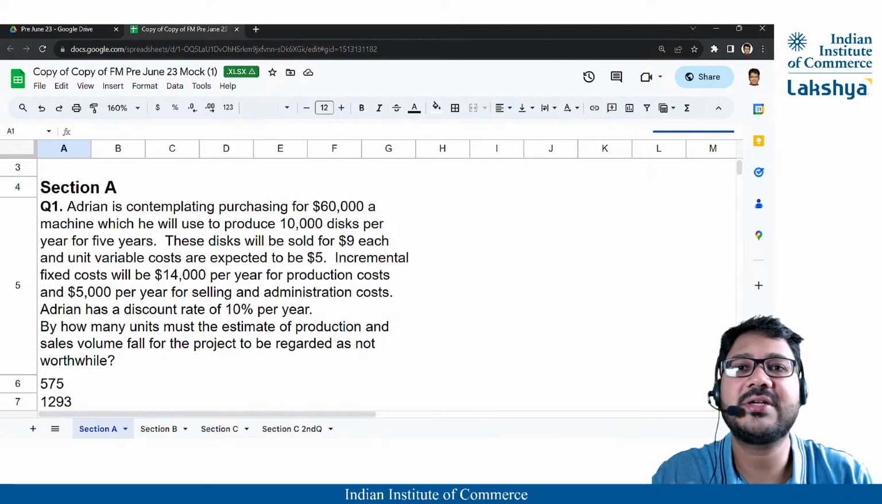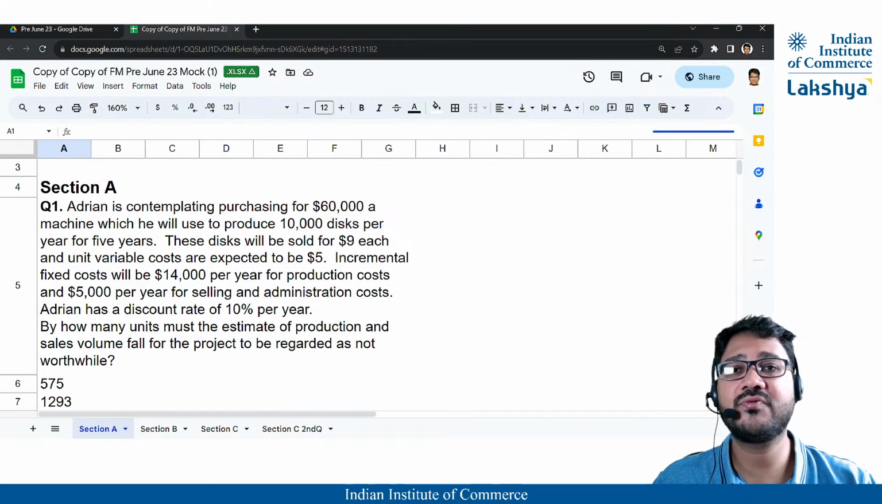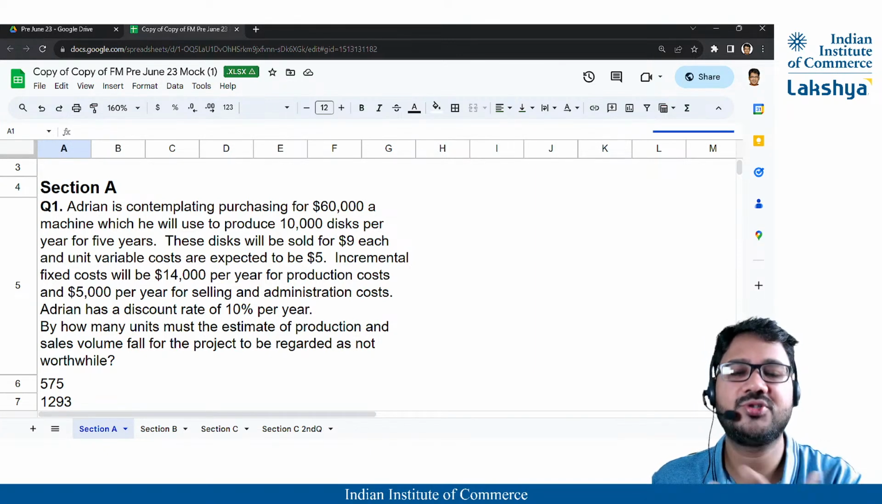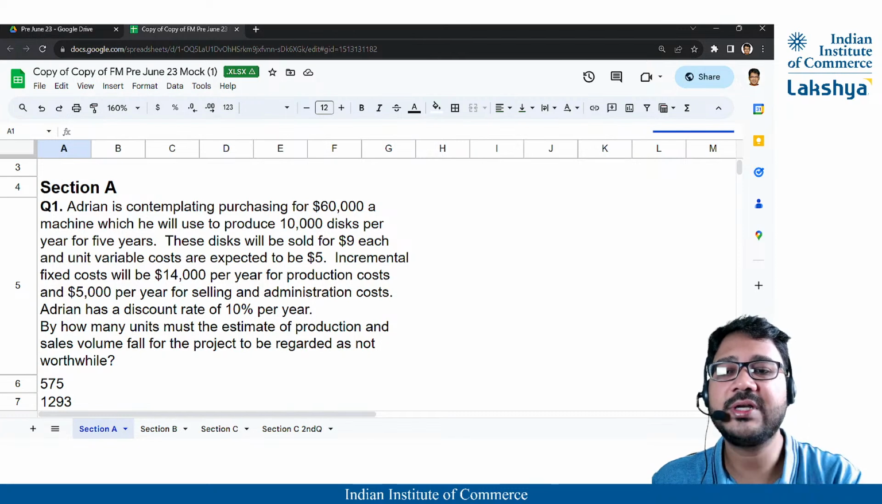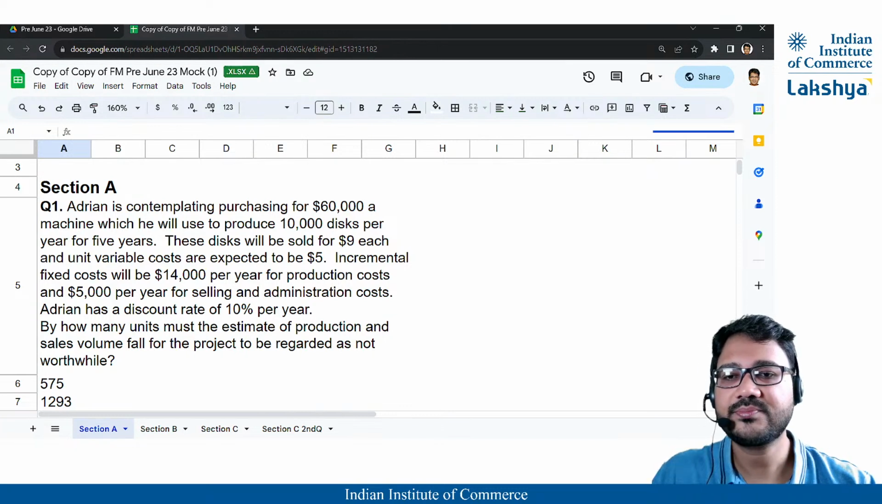See, these are incremental fixed costs, so they are a relevant cash flow. If it was just regular fixed costs, it won't be relevant. Relevant cash flow is that cash flow which you will only incur if you do the project. So only if you are purchasing this machinery are you going to have these additional fixed costs, incremental in nature. All right, so $14,000 for fixed costs and selling and admin is $5,000.